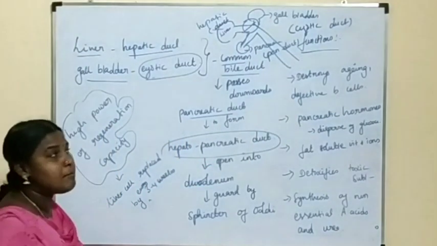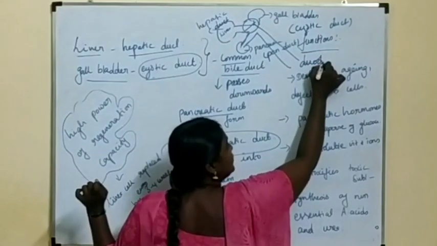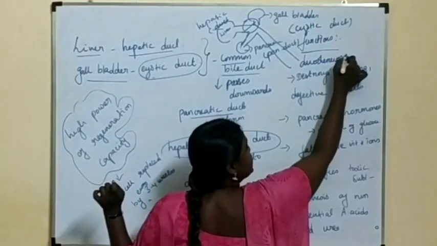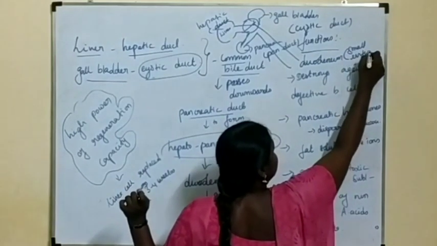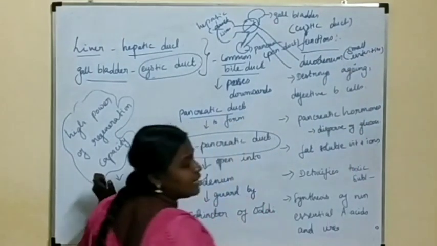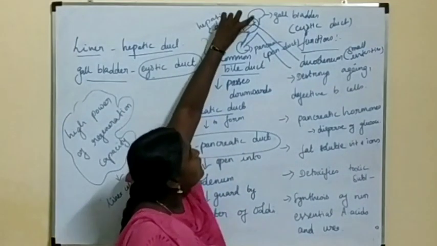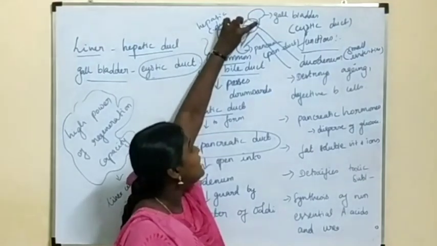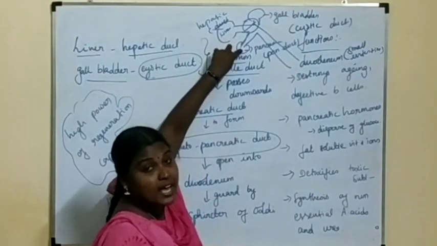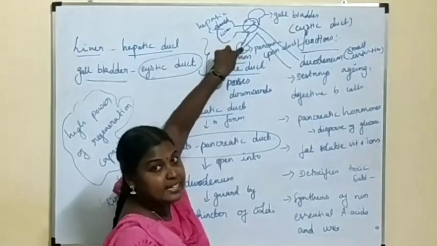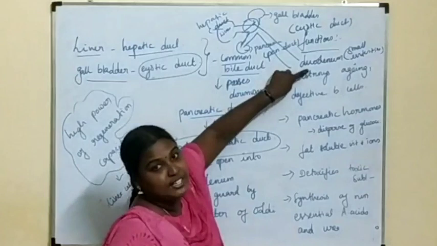What is the duodenum? Duodenum is the intestinal part. Small intestine oda first part இருக்கும் பாத்தீங்களா, அதுல போய் இவங்க அட்டாச் ஆயிடுவாங்க. Can you understand? So the liver and gallbladder form a common bile duct. Next, the common bile duct attaches with the pancreatic duct. It's called the hepatopancreatic duct. It will open into the small intestine, the duodenum.